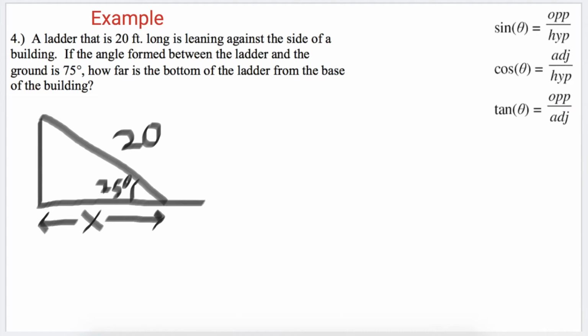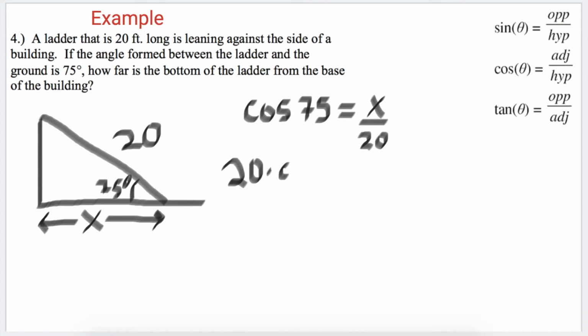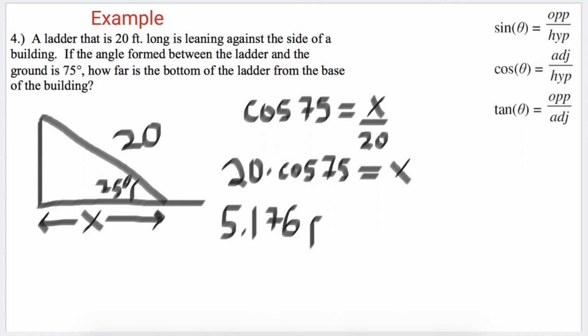So let's go ahead and find the cosine of 75 degrees, and it's going to be equal to adjacent, which is x, divided by the hypotenuse, 20. If you want to solve this equation, you need to cross multiply 20 so that x is alone. So when you multiply 20 on both sides, you're going to have 20 times cosine of 75 is equal to x. When you multiply 20 times cosine of 75, you're going to get 5.176 feet, which is our x value.